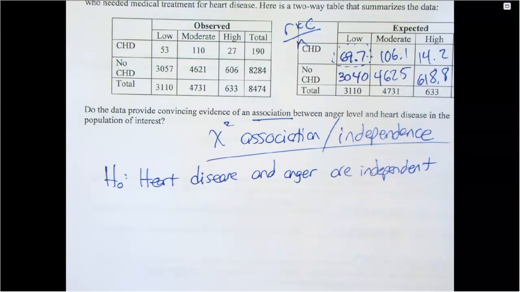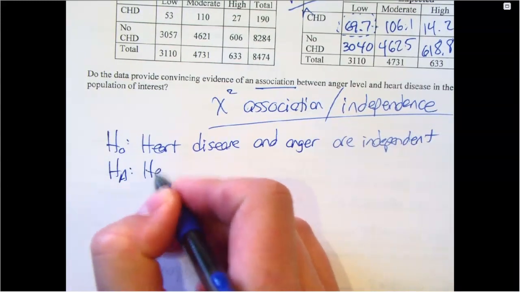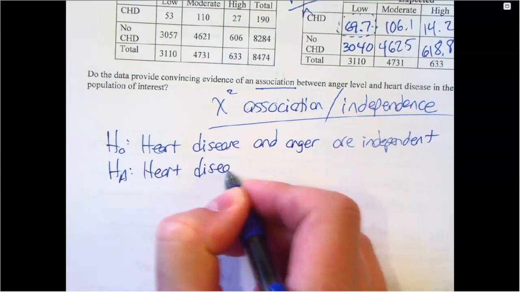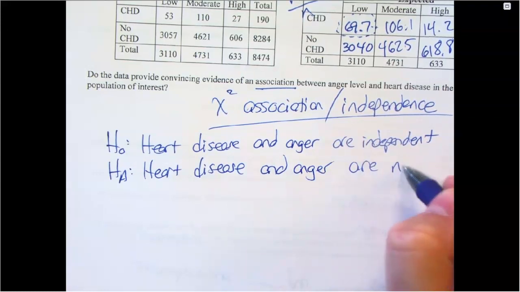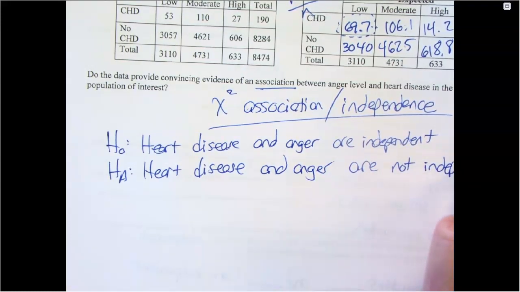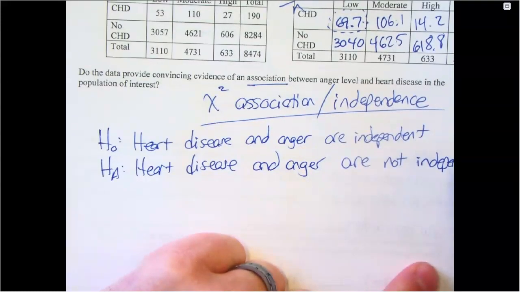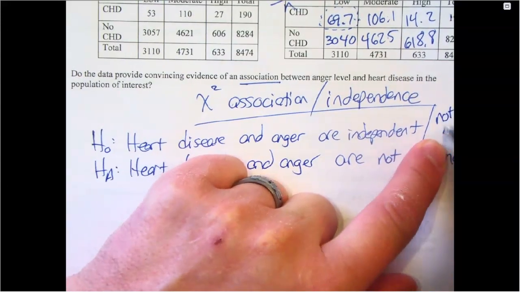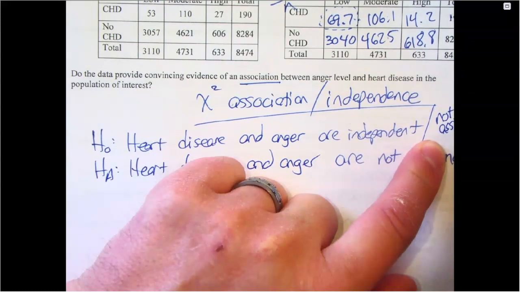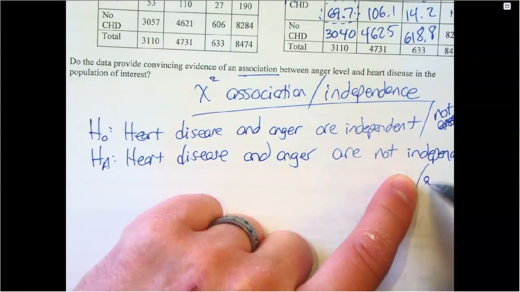You can do it wherever you feel. So HA, in my version, would be heart disease and anger are not independent, or I could say associated. If you're doing it the other way, if you're doing the association, you would say they are not associated in your H0, and then you put associated here.